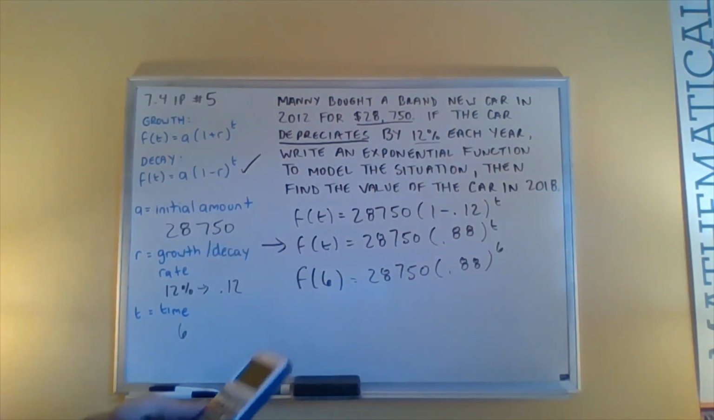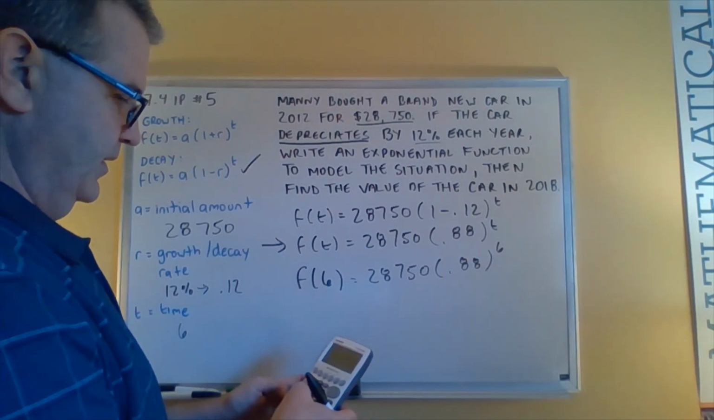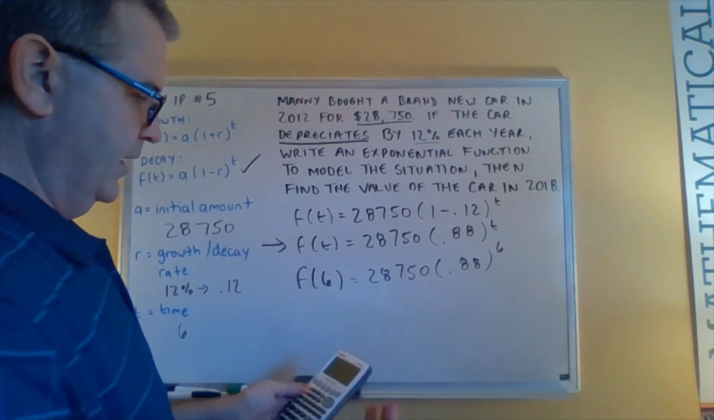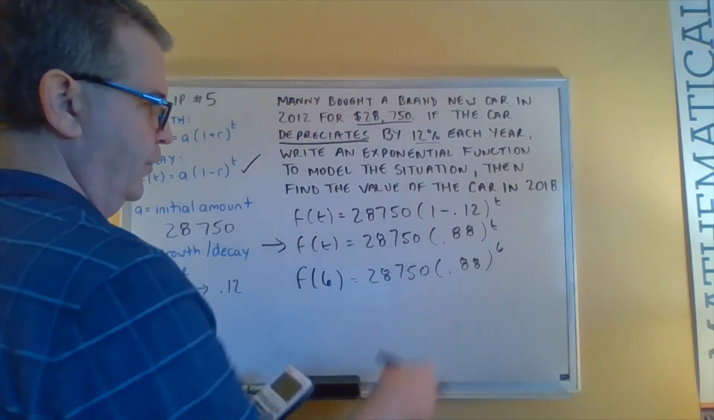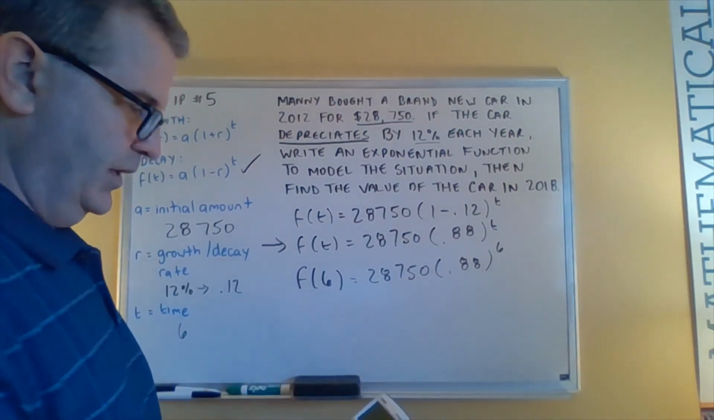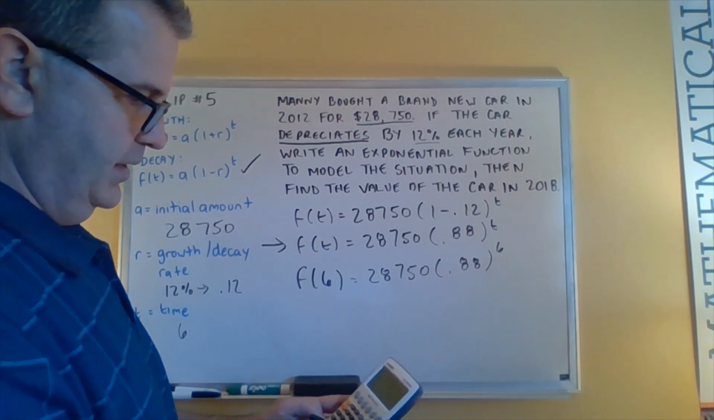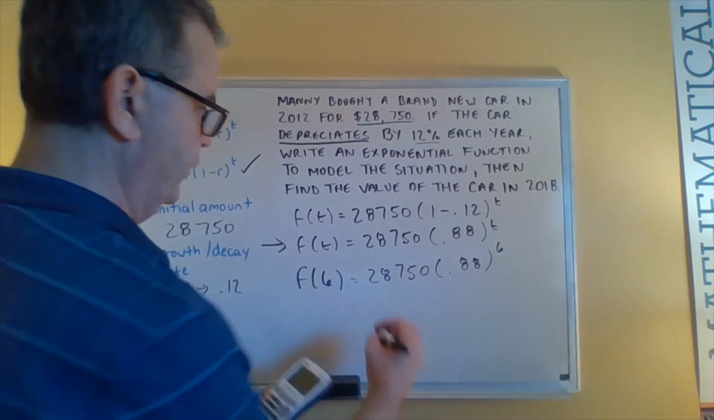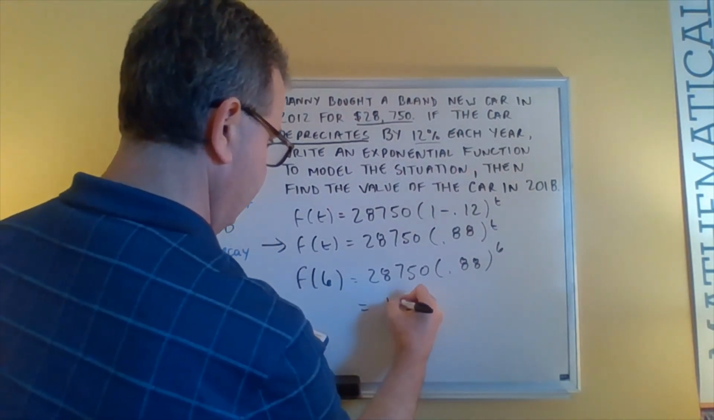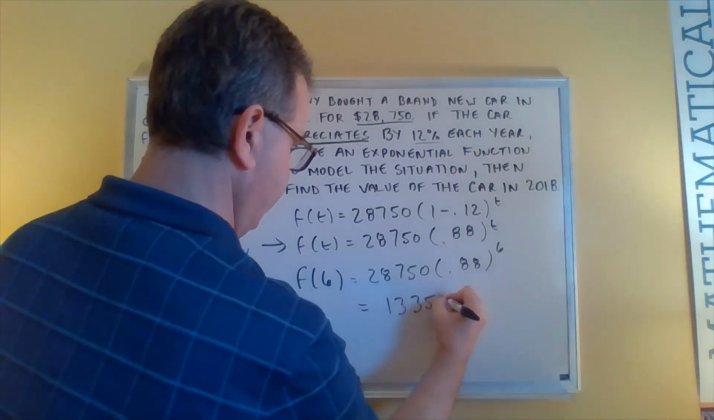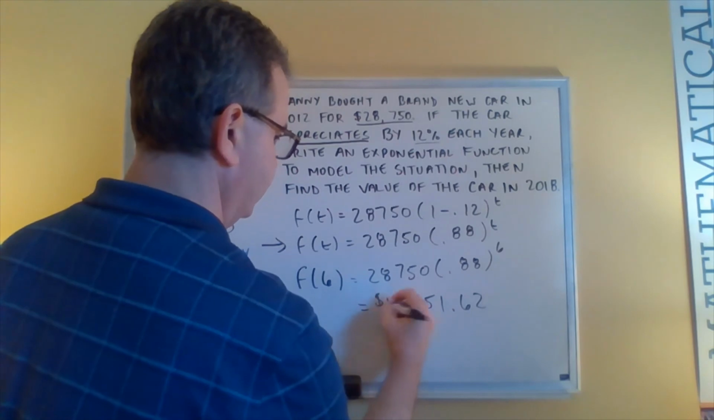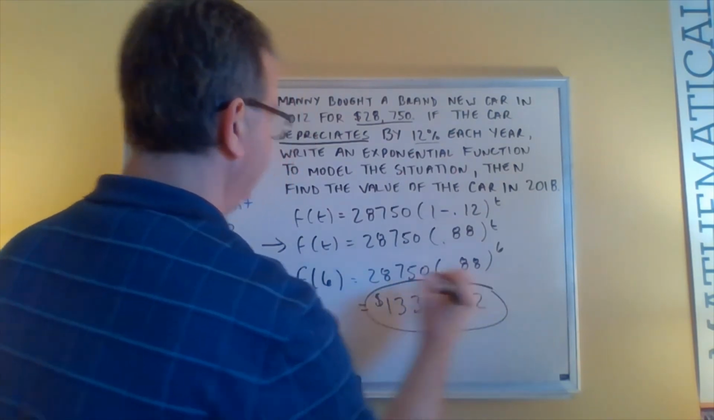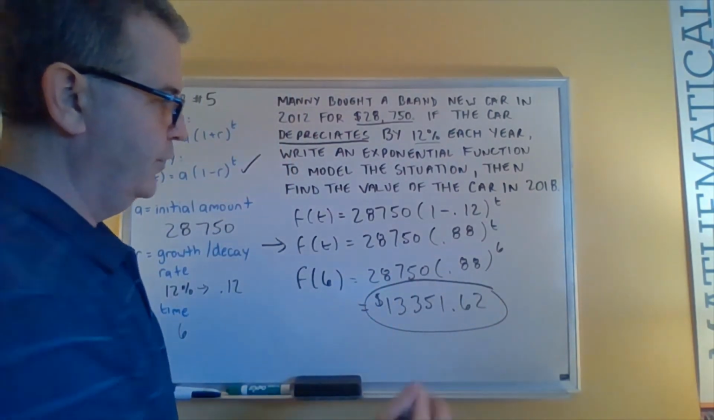Let me grab my calculator. 0.88 to the 6th power, that equals 0.4644. So I'm going to multiply 0.4644 times 28,750, and that's going to give me $13,351.62. So there is my answer for number 5.